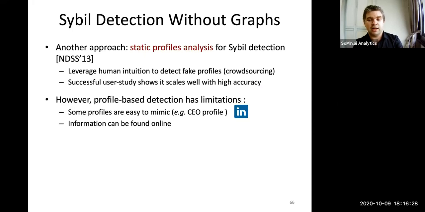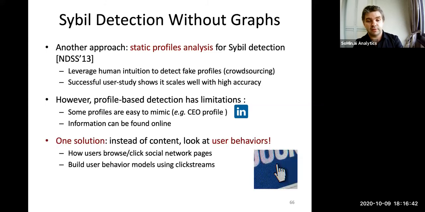At the same time, profile-based detection has limitations. As we discussed before, some profiles are easy to mimic. In LinkedIn, you can easily mimic a CEO profile: just copy from another profile, and this information can be found online. To solve that problem, we want to look at user behavior. So how do these Sybils browse the social network? You can build some behavior models and look at clickstreams.